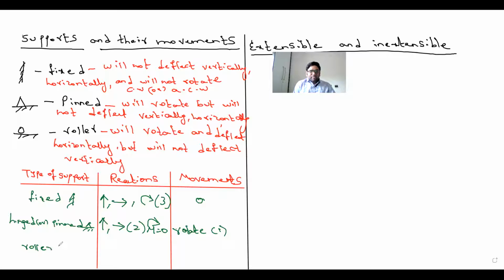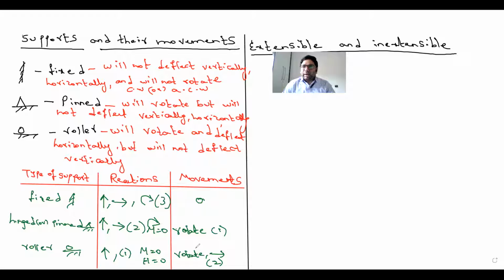Next, we have the roller, which is shown like this, and it has only a vertical reaction, that is 1, and M is equal to 0, H is equal to 0. Okay, so because M and H are 0, it will try to rotate and move horizontally, that is 2. So horizontal deflection and rotation.